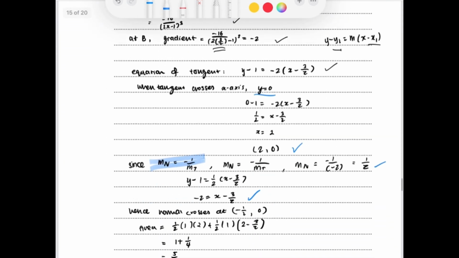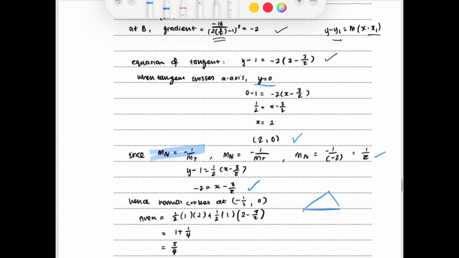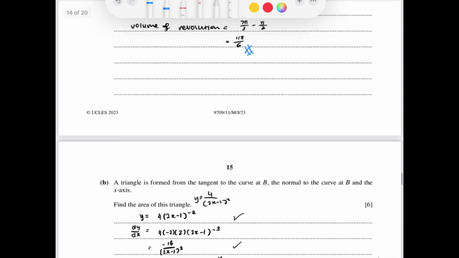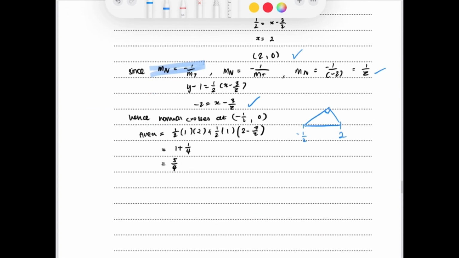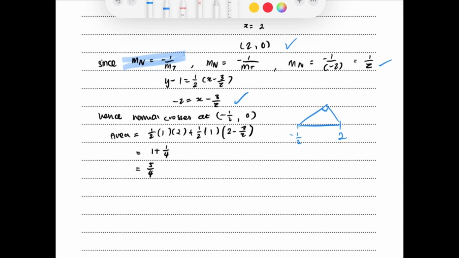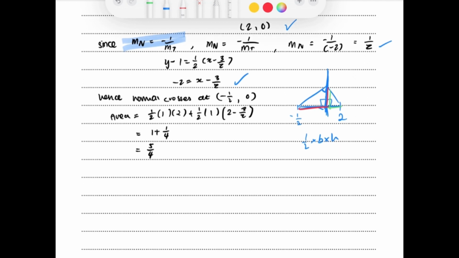Okay, so our triangle is looking like this now, right? So -half, we know this is 90 degrees because it's a tangent and a normal, and therefore it's a right angle triangle. You can use half times base times height, or you could just, to make life easier, I'm separating this triangle into 2 parts. Again, right angles, but have my base here, my height here, and then another one is a base here and a height here. So that's what I did.